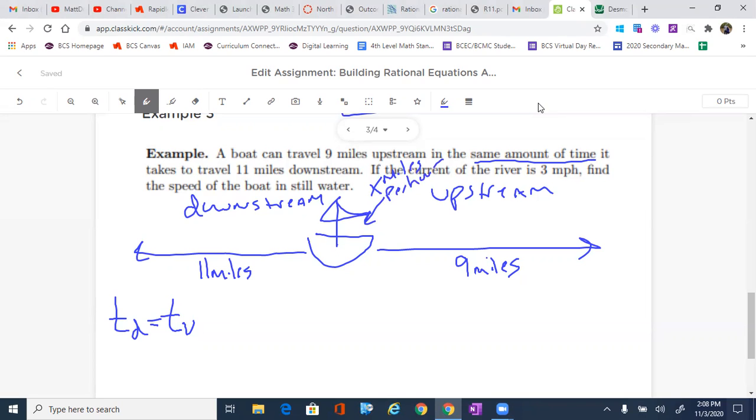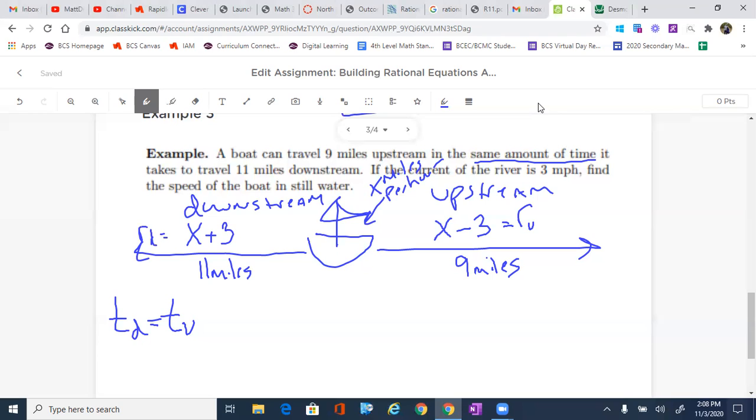If it's going upstream, the boat can go X miles per hour, but it's going against the current, and that current's going 3 miles per hour, so it would be taking off 3 miles per hour, and that would be the rate upstream. And if the boat went downstream, it would have the help of the current. So it would be going X miles per hour, but adding 3 miles per hour, and that would be the rate for downstream.